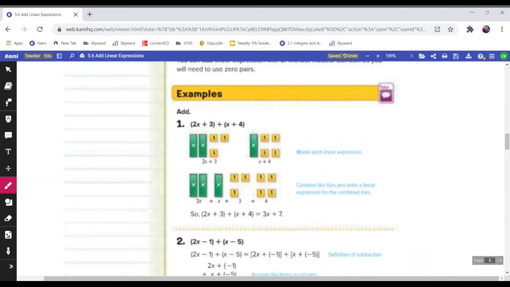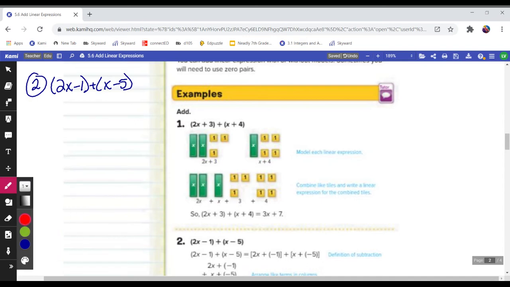Now for number 2, this one is not showing with algebra tiles. This is just using algebra. So the quantity 2x minus 1 plus the quantity x minus 5. So I'm going to change a few things in here, such as the first expression, I'm going to add and make that into a negative 1. Second expression, I'm going to add and make that into a negative 5. And I'm going to put an imaginary 1 in front of this x. This is rewritten as 2x plus negative 1 plus 1x plus negative 5.